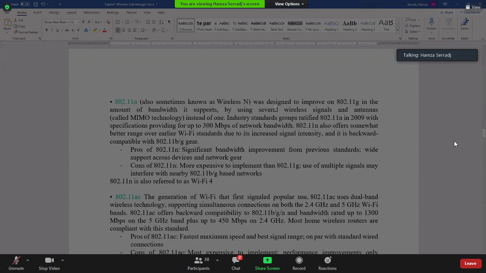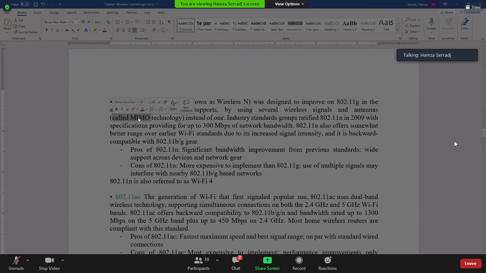Also, wireless LAN was designed to improve the amount of bandwidth. So we just raise the frequency, also using another antenna technology called MIMO. MIMO is multiple input, multiple output, right? One thing we didn't say: an antenna is either sending or receiving at a time. You will never find an antenna sending and receiving at the same time.